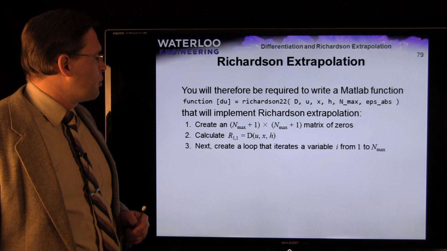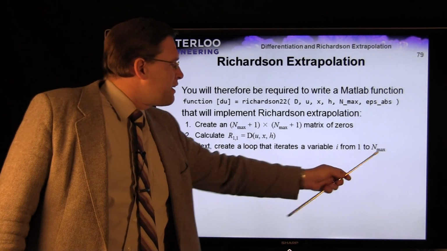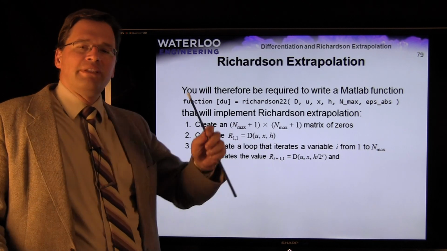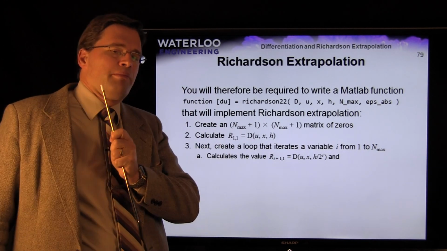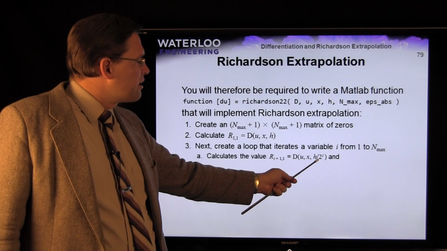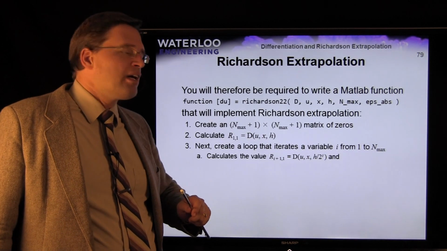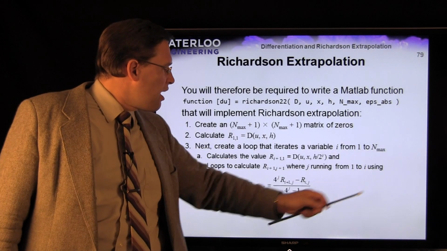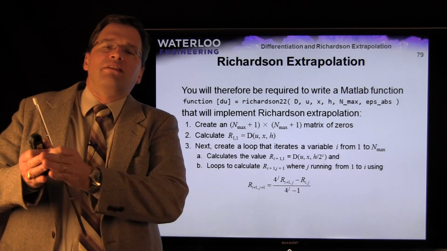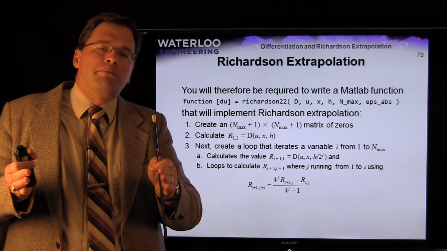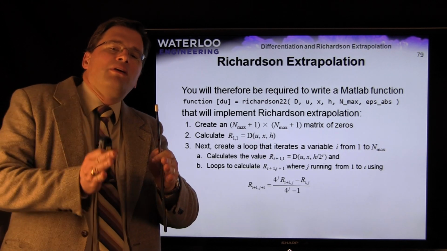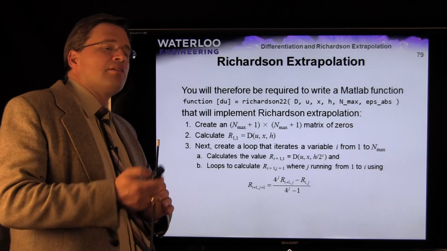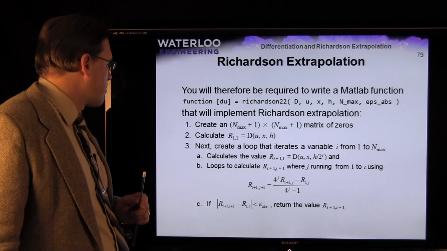Next, we're going to have a loop. A variable i iterates from 1 to n max. We're going to calculate the next value down along the first column using h divided by 2 to the i. We will then loop. j goes from 1 to i, and we just fill in up until the diagonal, each time using a larger power, 4, then 16, 64, and so on.